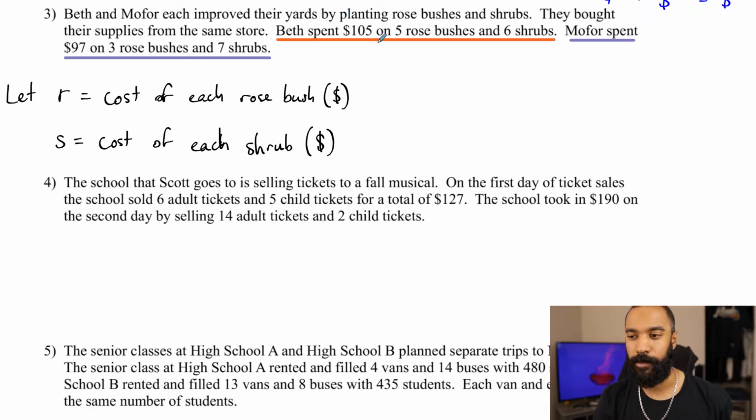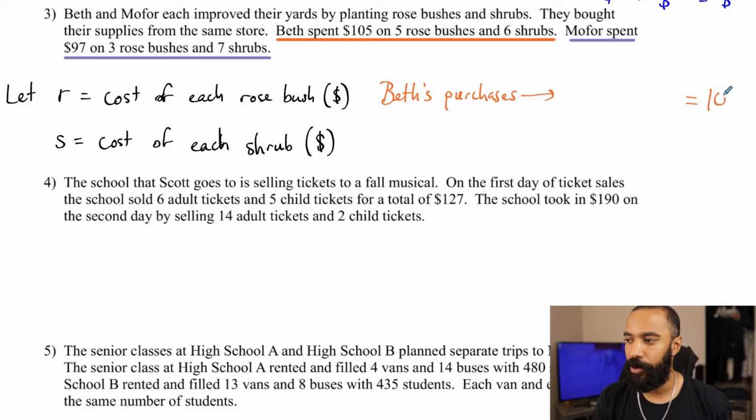I have 2 equations to make. One based on Beth's purchasing situation, one based on Mofor's purchasing situation. So Beth's purchases can be represented in an equation as costing her a total of $105 by combining the amount of money she spent on rose bushes in total, on all 5, and the amount of money she spent on all 6 shrubs.